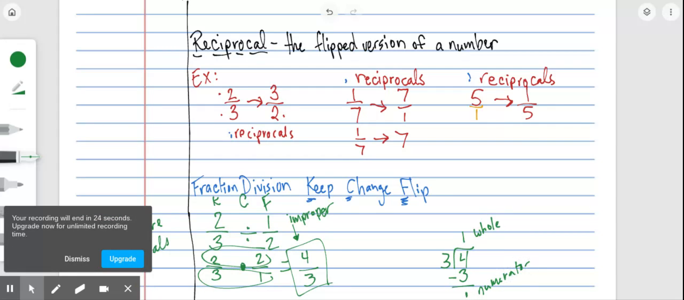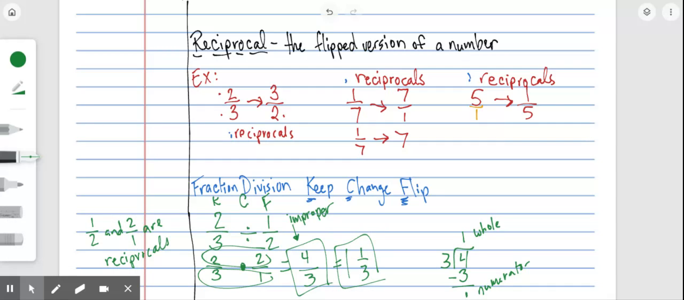So I have 1 whole and 1/3. So 4/3 is the same as 1 whole and 1/3. These are equivalent fractions. They're exactly the same. If you kept it as 4/3, that's great, but I do want you to try and write it as the mixed number. All right.